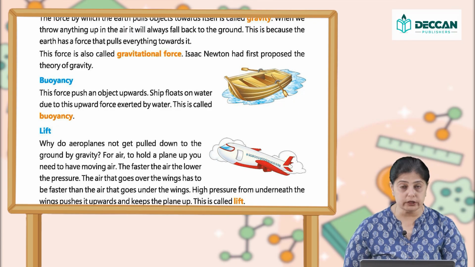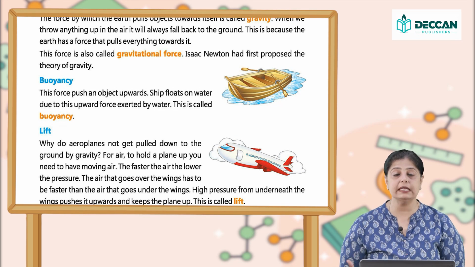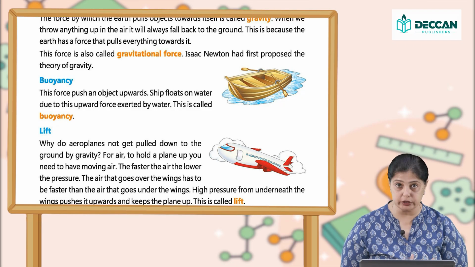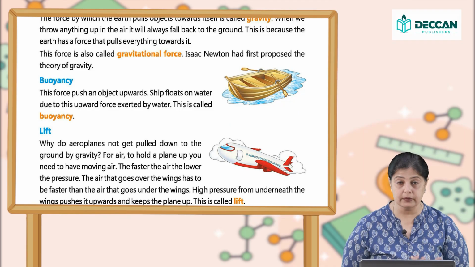A ship floats on water due to this upward force exerted by water, okay. Now, this is known as buoyancy. Next is lift, okay. Why do aeroplanes not get pulled down to the ground by gravity? In buoyancy you see that there is a force exerted by water, and that is the reason why the ship is able to float on the water.